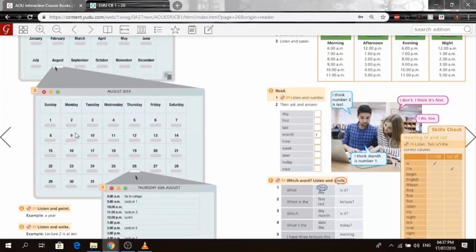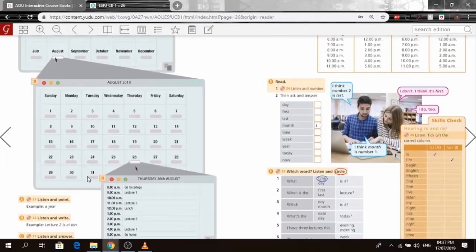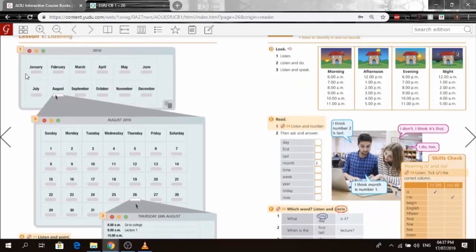So the last day of the month. The last day of the month is 31, okay? So 31st, and then we start a new year with January, okay?